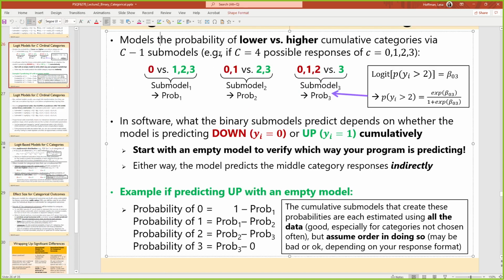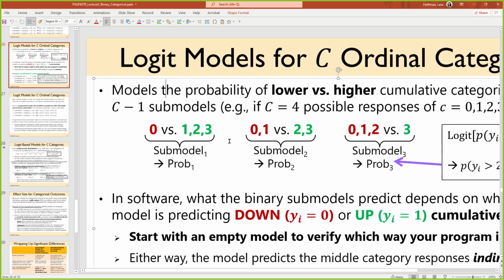Back to slide 26, just to pop this in for a review. The whole idea of ordinal models is that they're based on a cumulative link function, meaning that all possible answer categories get used in each of the binary submodels. So if I have 4 answer categories, I would have 3 submodels that would look like this, where the binary part is the red versus green. So 0 versus 1, 2, 3 is the first binary submodel, 0, 1 versus 2, 3, then 0, 1, 2 versus 3.